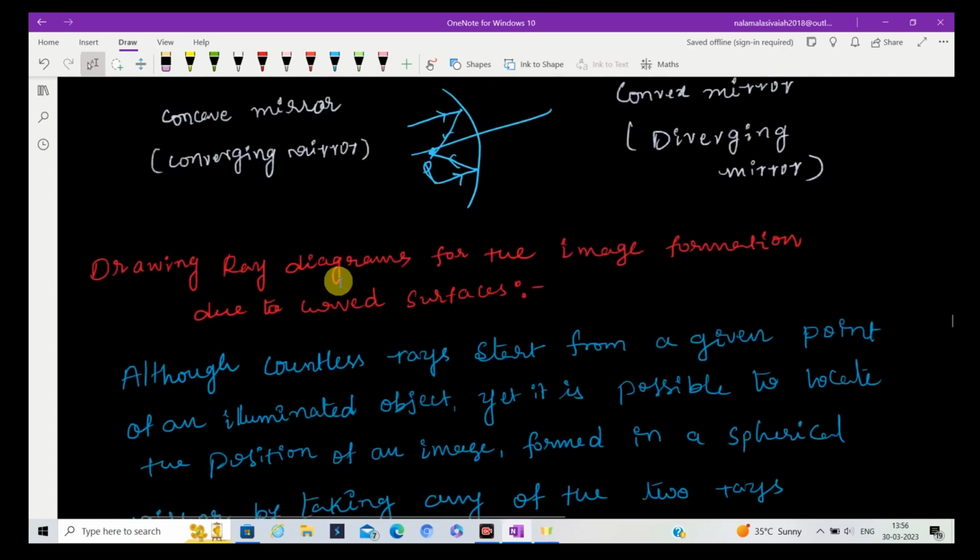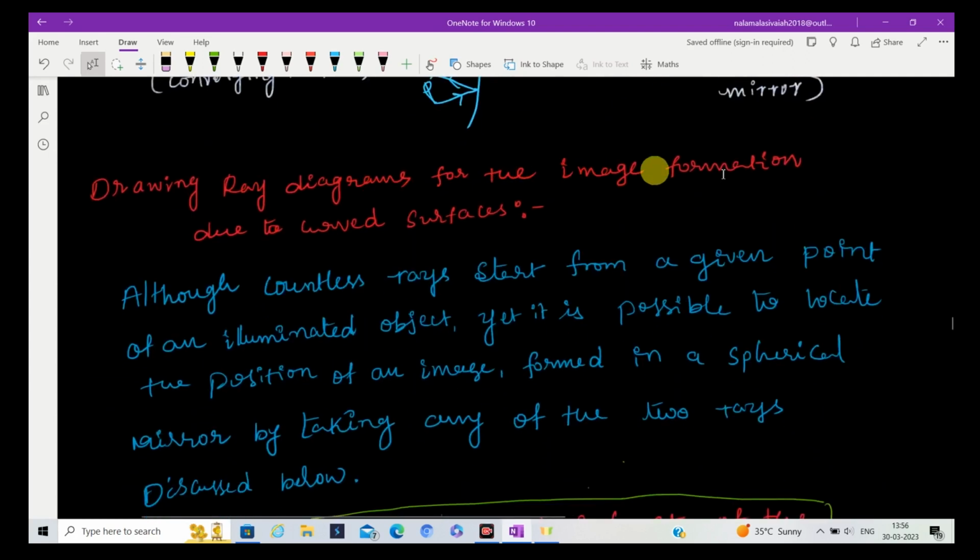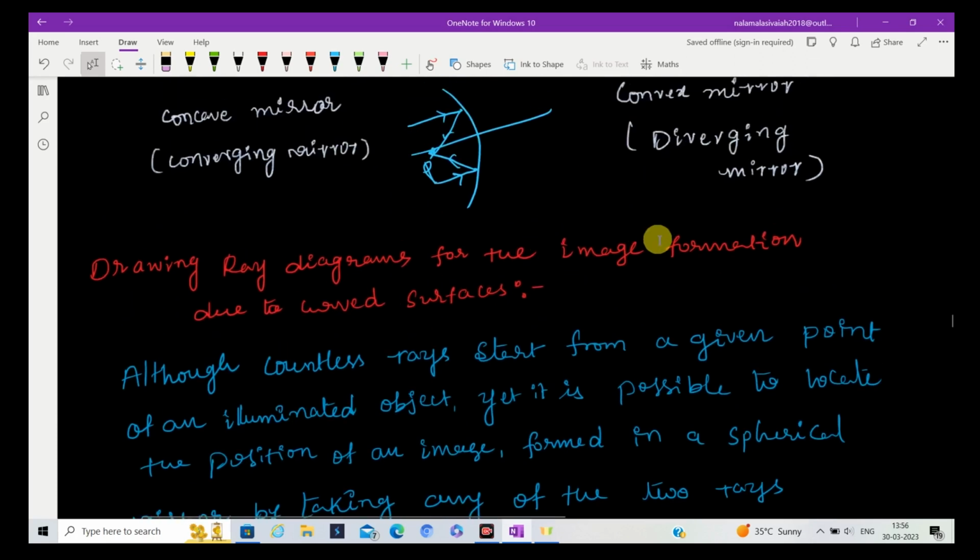And next one, draw the ray diagrams for the image formation due to curved surfaces. In the previous video we discussed curved surfaces. A plane surface means you can take the line like this. A curved surface means a little bit of curvature will be there. Then we can consider it as a curved mirror. There are two types of mirrors: one is concave mirror and another one is convex mirror.